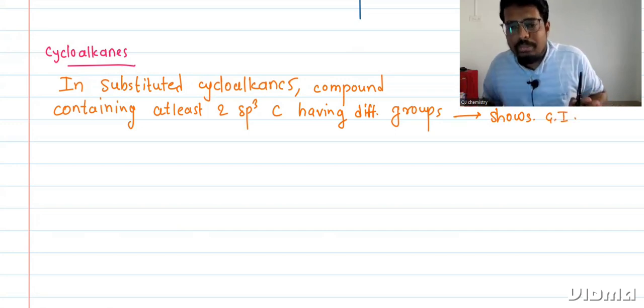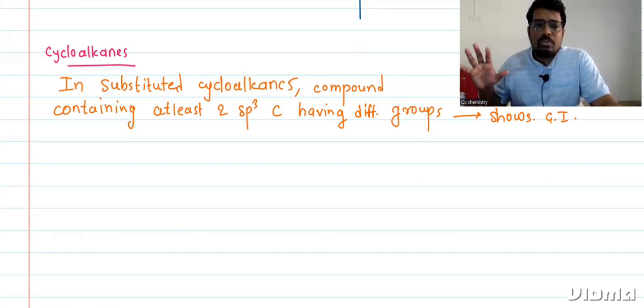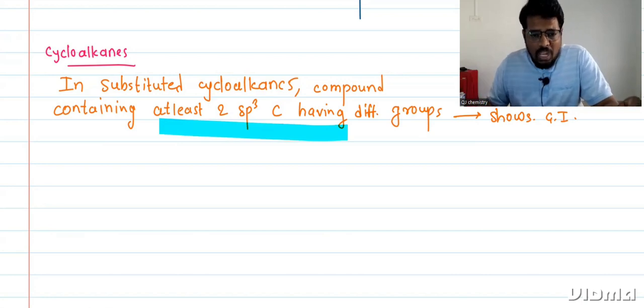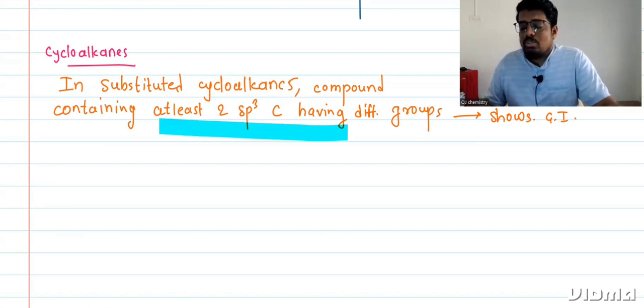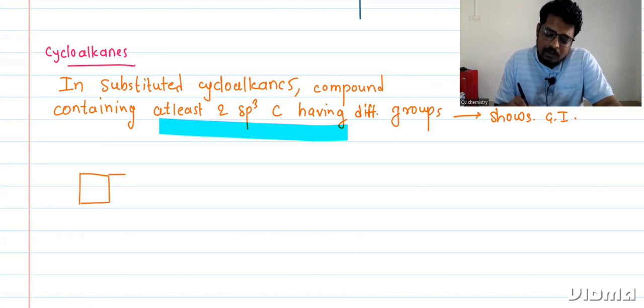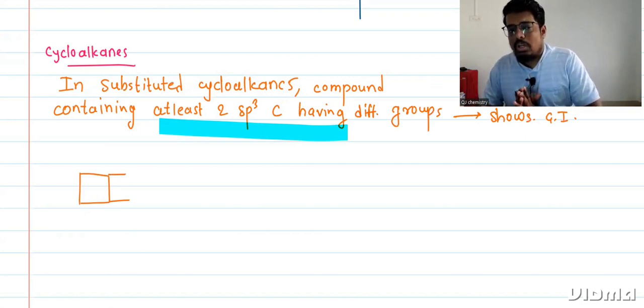So this condition we have to remember for substituted cycloalkanes. If a substituted cycloalkane is given, then we have to remember one point, that is, if the compound contains at least two sp3 carbons having different groups, then only geometrical isomerism is possible. For example, in case of 1,2-dimethyl cyclobutane. Now check, does this compound show geometrical isomers?